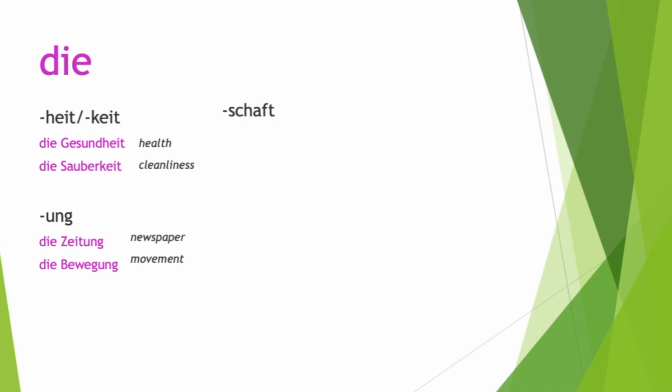Nouns ending in -schaft. Die Freundschaft. I don't know if I told you before, but SCH is pronounced sh. So to summarize this, SP is pronounced sp, like we had in, I think it was the second video actually. ST is pronounced st, and SCH is pronounced sh. So that means friendship, Freundschaft. Freund means friend, Freundschaft, friendship. Die Nachbarschaft, neighborhood. Nachbar means neighbor, Nachbarschaft means neighborhood.